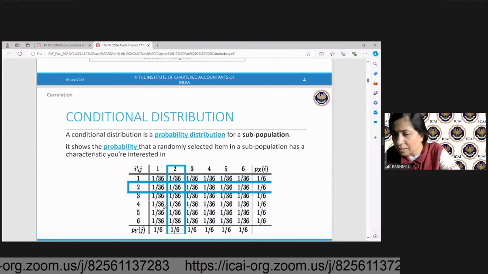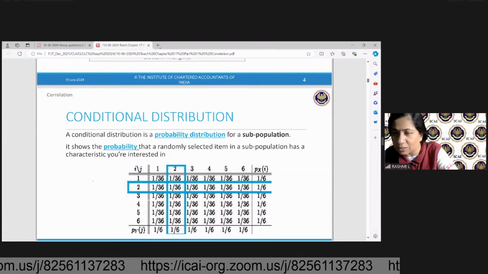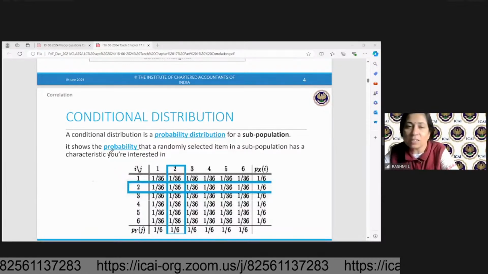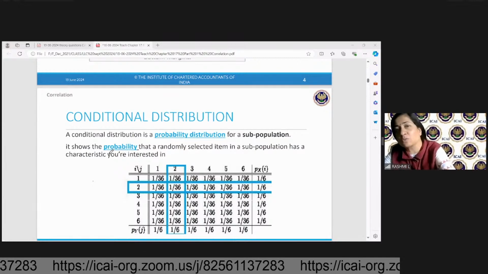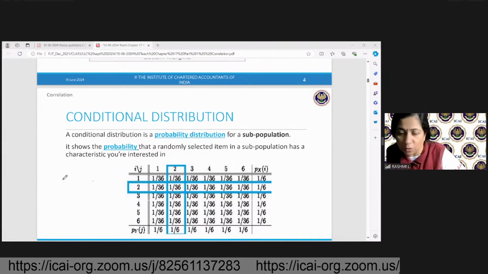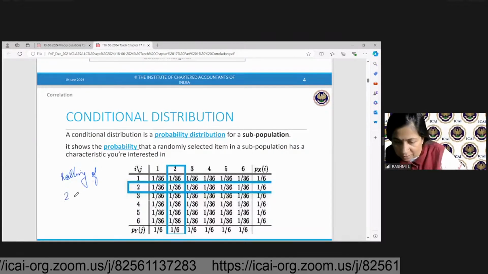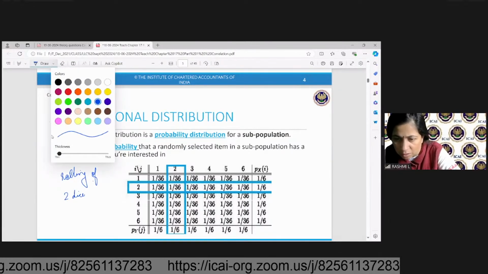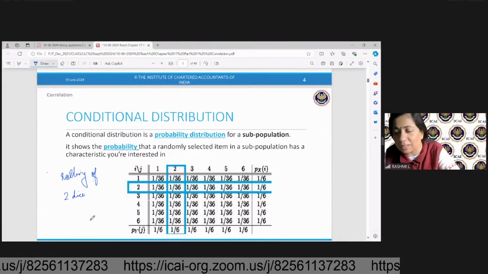Okay, then conditional distribution, it is the probability. Now as the word tells you, what is conditional? Condition means you have one condition and then you want to see how the whole distribution is going to behave. Now, for example, this is the rolling of two dice.